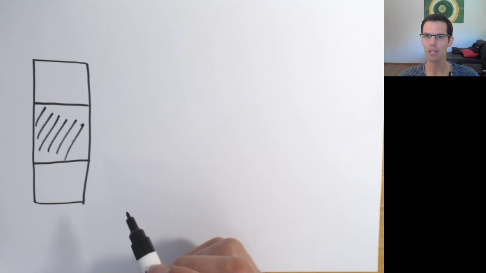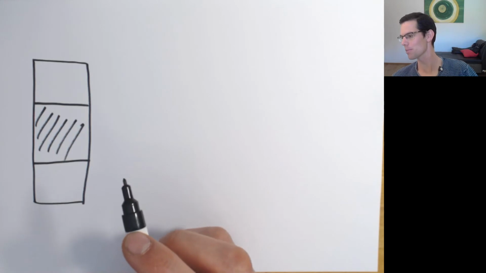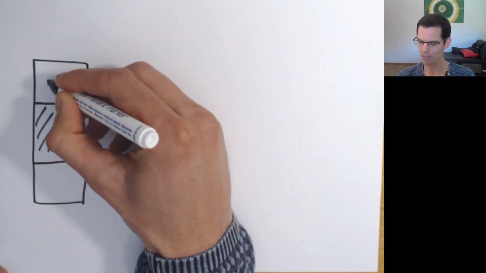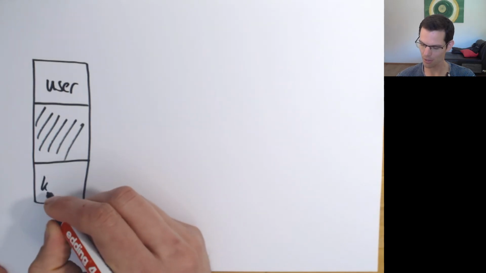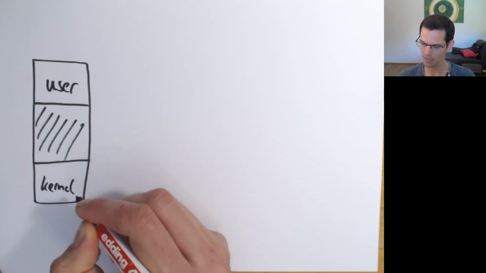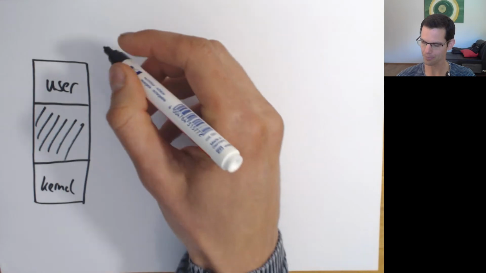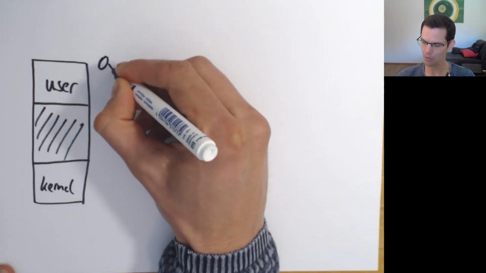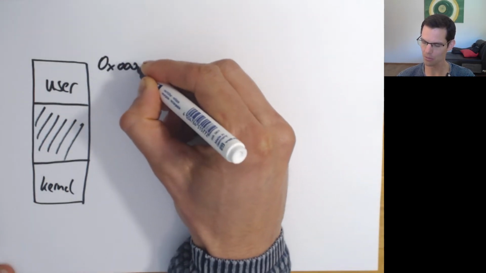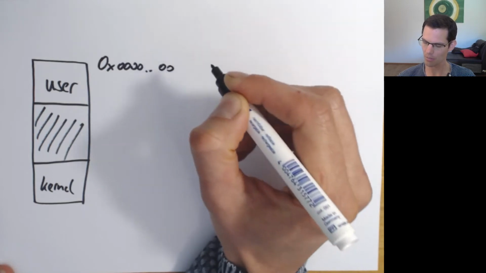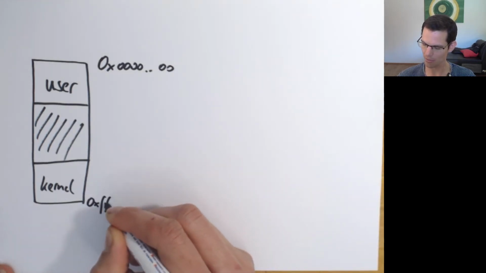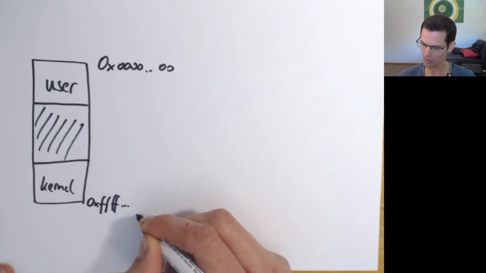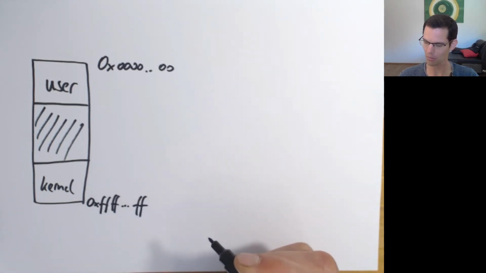Now, next we have two halves that we would like to fill. And we do this by simply adding a 1 for one half to the kernel land and the other half to the user land. Essentially what we have now is our address space, which starts at address 0x0000 and so on. And here we have the address 0xffff and so on, ff. That's the maximum address possible.